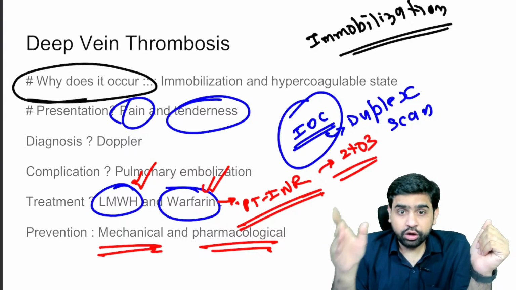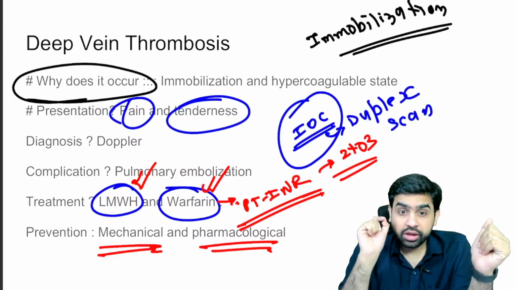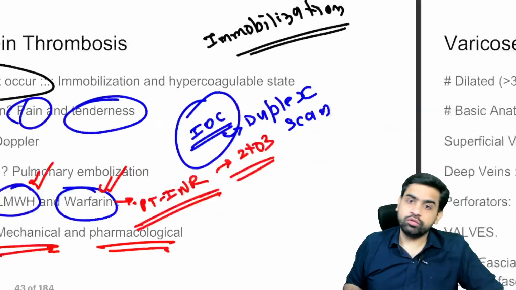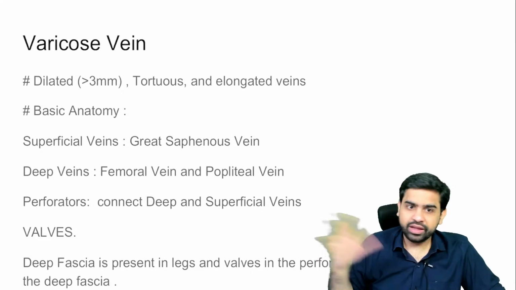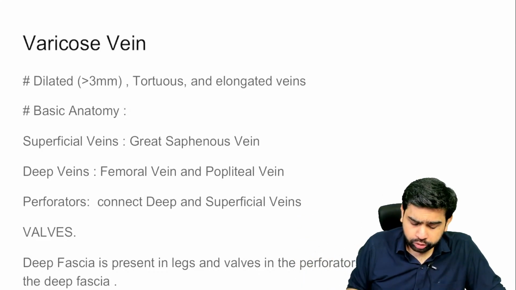Now, which is better, the pharmacological method or the mechanical method, in order to prevent deep venous thrombosis? Pharmacological. The pharmacological method is better as compared to the physical one. But what you do in real life is you give both, you give both simultaneously.